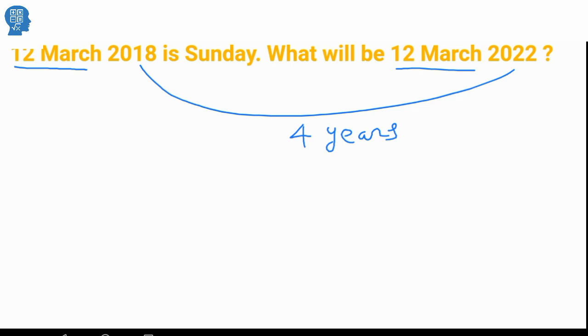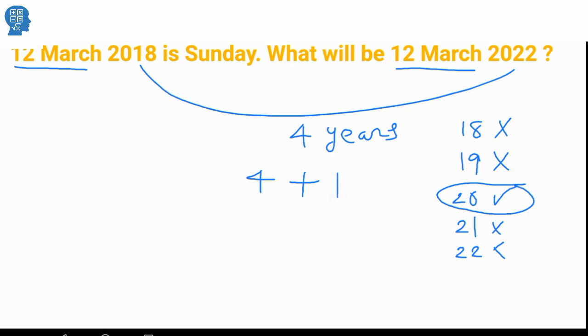In this period of 4 years, from 12th March 2018 to 12th March 2022, we need to add how many leap years we have. 2018 is not a leap year, 2019 is not a leap year, it is not divisible by 4. 2020, yes, it is a leap year. 2021 is not a leap year. 2022 is also not a leap year. So we have only one leap year, and that one leap year needs to be added.